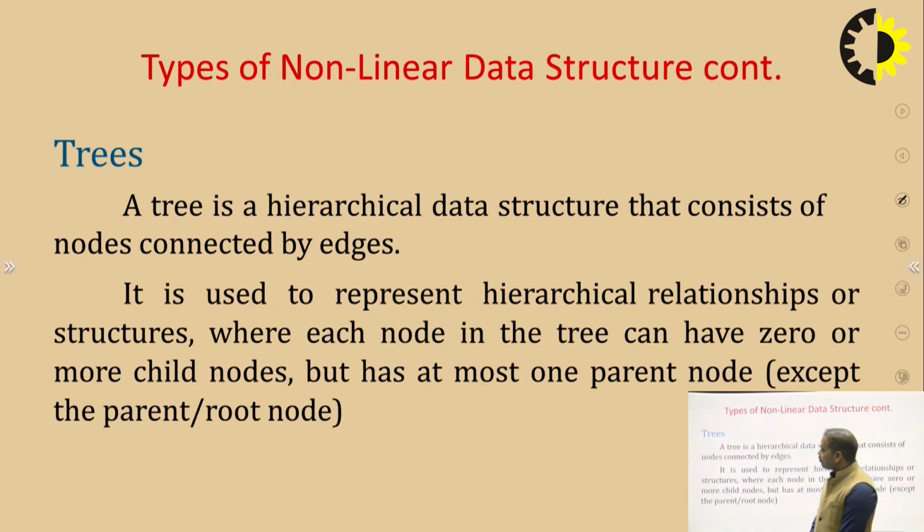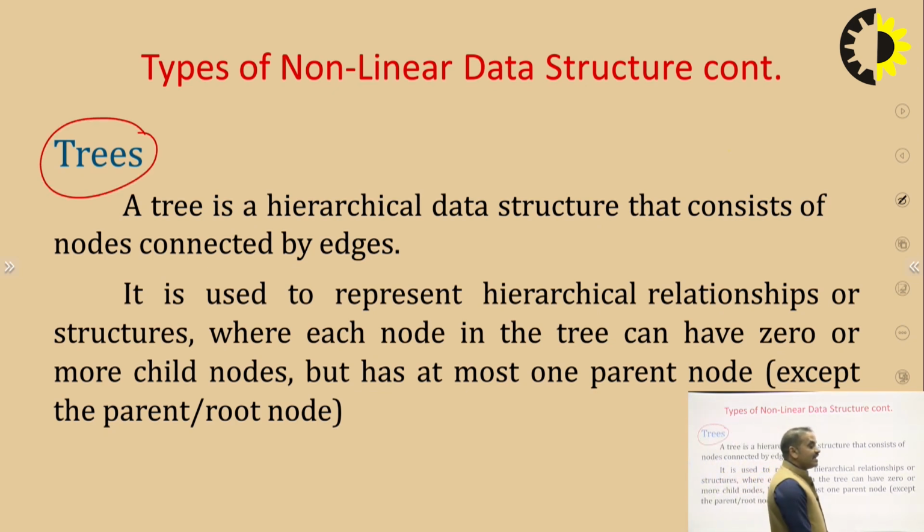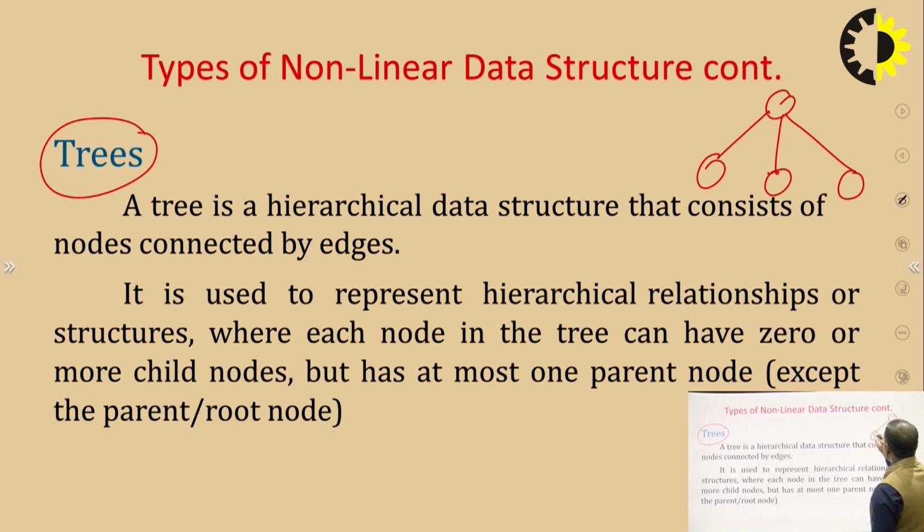Now we are going to discuss types of non-linear data structure. The first one is tree. This is the first type of non-linear data structure. A tree is a collection of nodes in which each node has a number of children. This is a hierarchical collection of data. A tree is a hierarchical data structure that consists of nodes connected by edges. Like this, this is a node. This is the child, this is the child, this is the child. And here we can also create the child of this node. Such a type of data structure is called a tree.